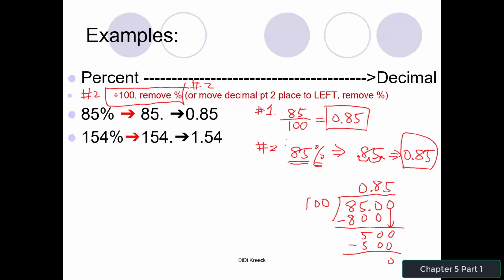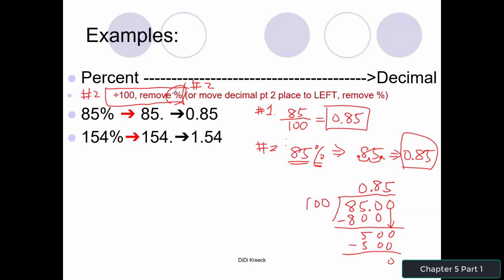So every time we are changing percent to decimal, we are removing the percent symbol. So a keyword, when we say remove the percent symbol, we are taking away the percent symbol, so we are going to have less than its original whole number. And we know that if we are having less, we are moving decimal points to the left. So that's just 2 ways that we can calculate problems converting percent into decimal.